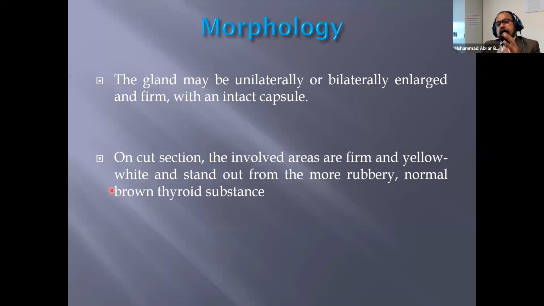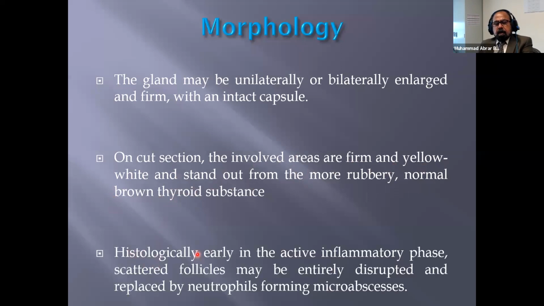Usually the thyroid gland, as I have shown you in the first picture, is brownish in color and shining. So when it is involved by this, it becomes yellow white. So you can easily demarcate that this area has been involved. They stand out from the more rubbery normal brown thyroid substance. Histologically, early in the active phase, scattered follicles may be entirely disrupted or replaced by neutrophils. So you can see a lot of neutrophils in the follicles because in acute inflammation, you see neutrophils first.